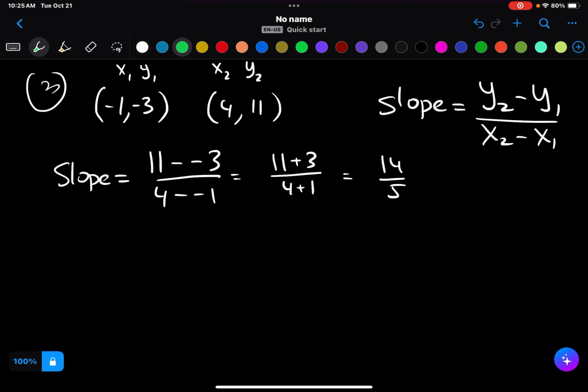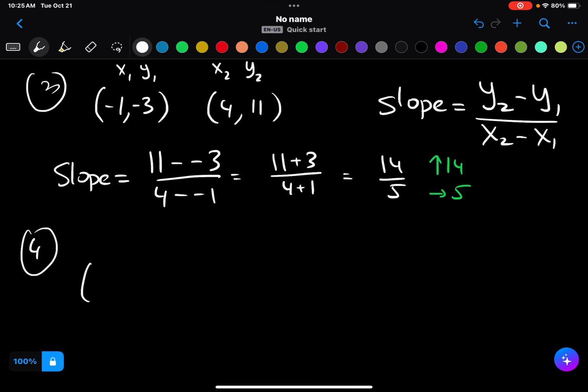And how do we read that? Again, it's going to be up 14 to the right 5, because the top number is up-down, and positive is up. And the bottom number is left to right because that's the x number, and to the right is positive. So up 14 to the right 5. So that's number 3. Let me do number 4.